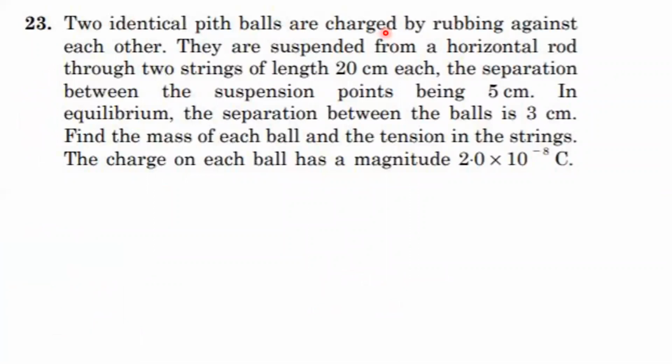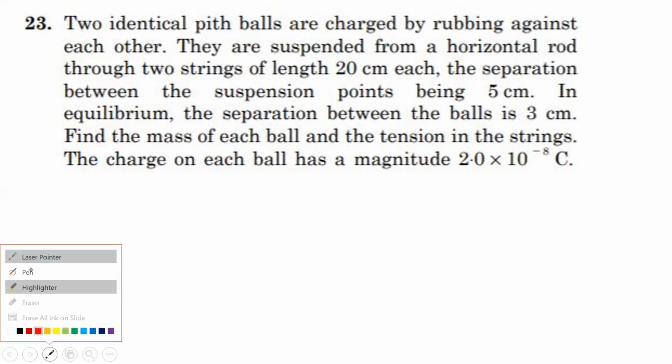Two identical pith balls are charged by rubbing against each other. They are suspended from a horizontal rod through two strings of length 20 centimeter each. The separation between the suspension points being 5 centimeter, in equilibrium the separation between the balls is 3 centimeter. Find the mass of each ball and the tension in the strings. Now listen here. We are going to solve this sum.